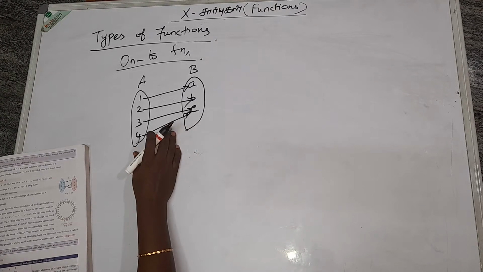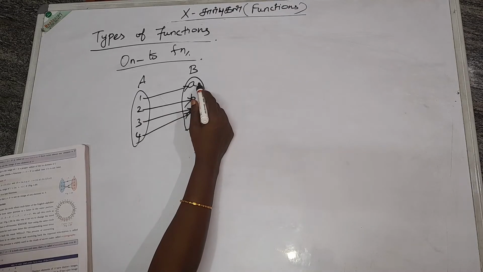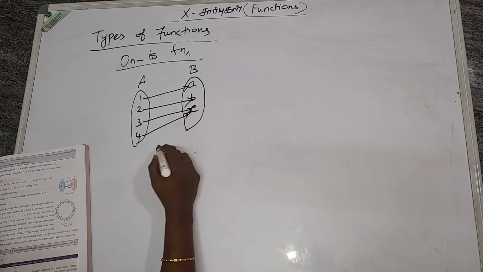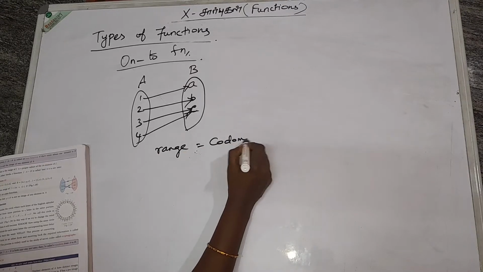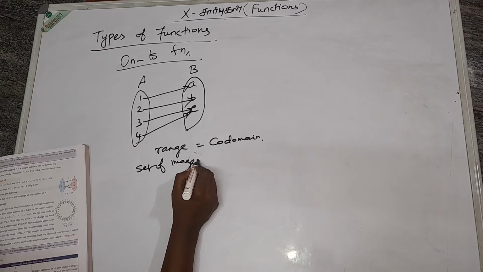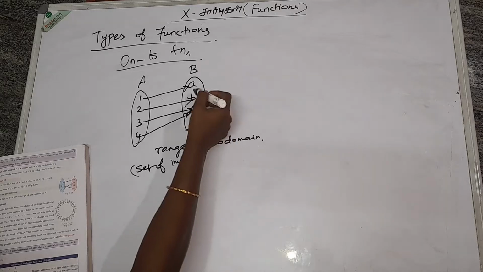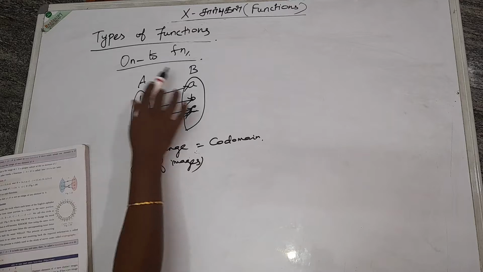And how do we say this is an onto function? In the codomain every element should be an image. If every element of the codomain is an image, then we can say that type of function is an onto function. That is, in an onto function the range should be equal to the codomain, because range is nothing but the set of images. Here all the points in the codomain should be images. If it is like this, then we can say the function is an onto function.